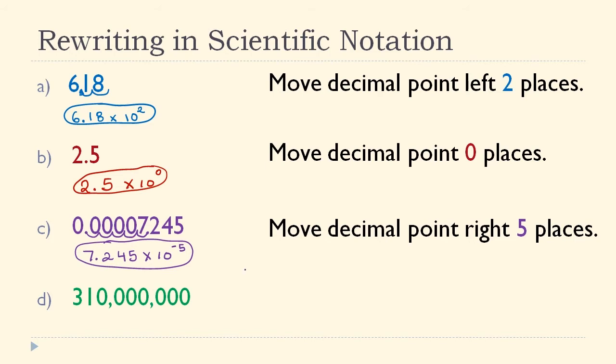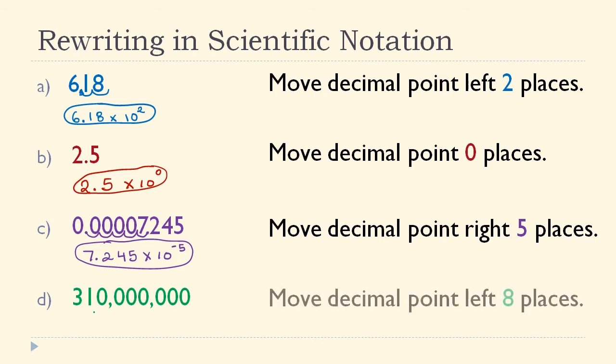Here we have 310 million to write in scientific notation. I'm going to take my invisible decimal point that's all the way at the end of the zero and move it right over here between 3 and 1. So essentially, I'm moving the decimal 8 places to the left. Make it bounce. 1, 2, 3, 4, 5, 6, 7, 8 to get 3.1 times 10. This is a huge number, so my exponent is going to be a positive 8.